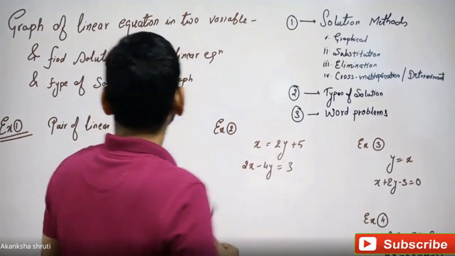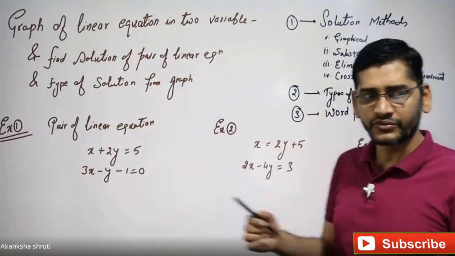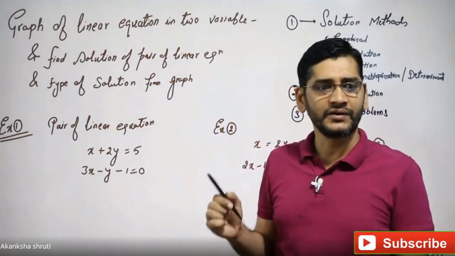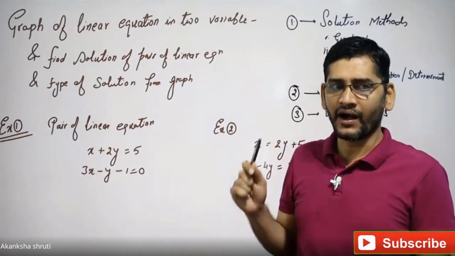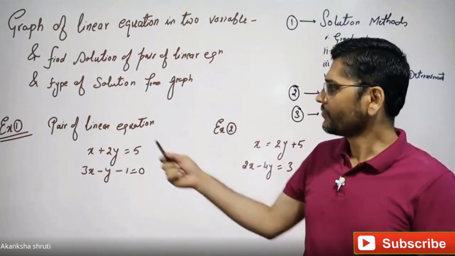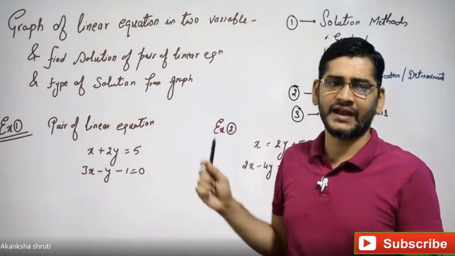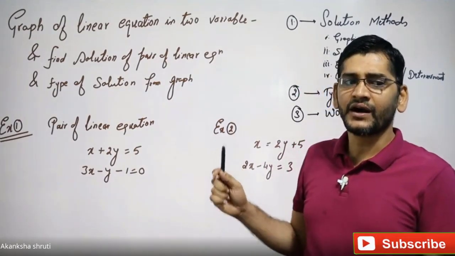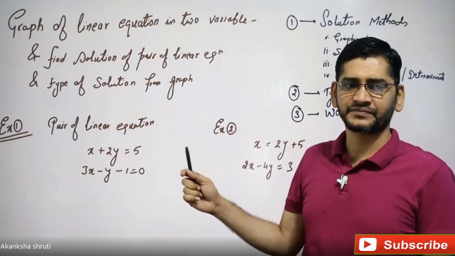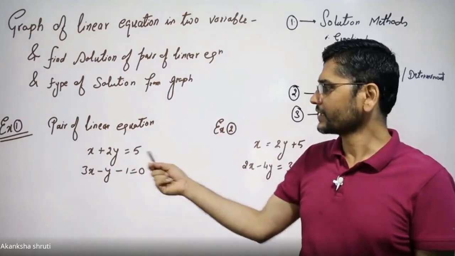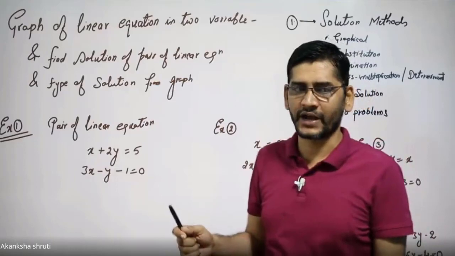Okay, so students, let us start with the graph. How to draw the graph for a linear equation in two variables. Then how to draw the graph for a pair of linear equations on the same plane. That we will see. Afterward, what is the nature of these two lines obtained by drawing the graph on the graph paper. So you should be ready with your graph paper.